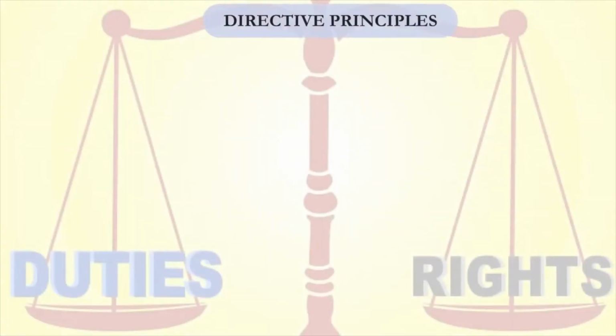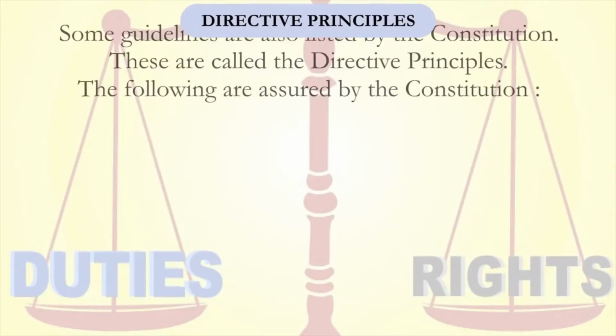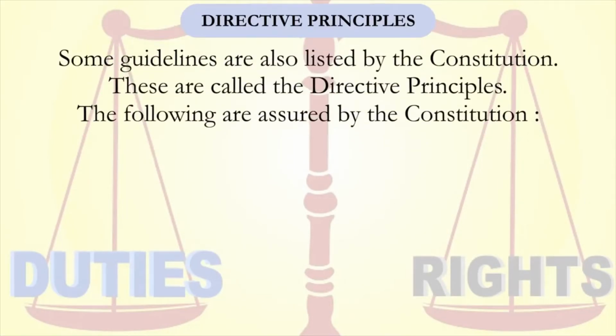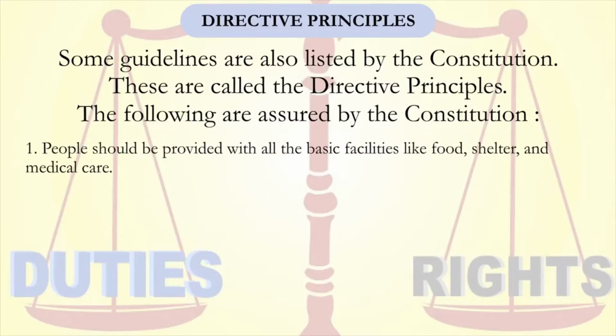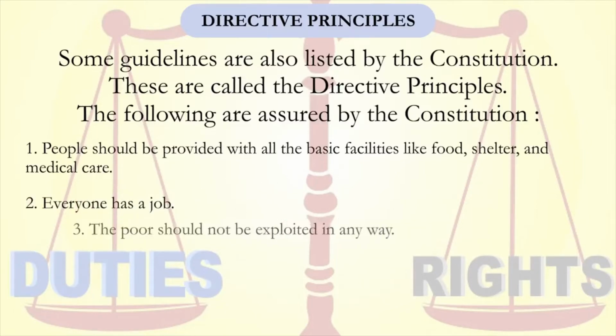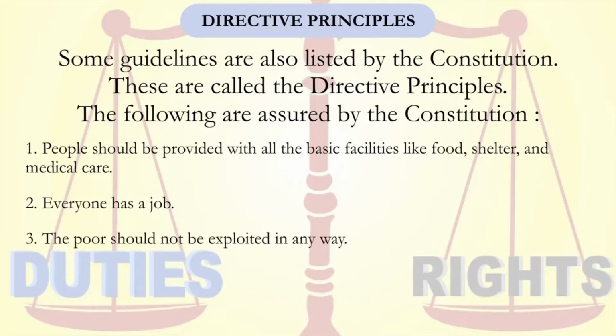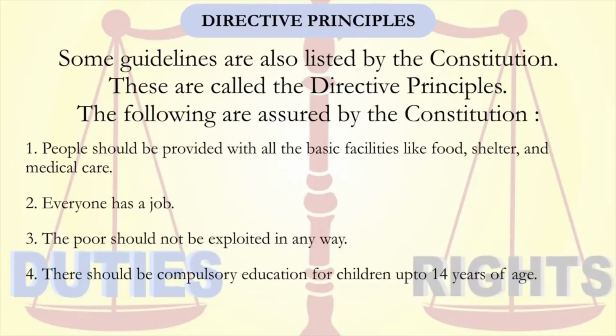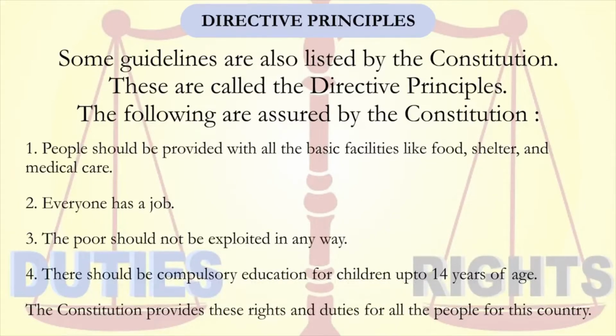Directive Principles. Some guidelines are also listed by the Constitution. These are called the Directive Principles. The following are assured by the Constitution. People should be provided with all the basic facilities like food, shelter, and medical care. Everyone has a job. The poor should not be exploited in any way. There should be compulsory education for children up to 14 years of age. The Constitution provides these rights and duties for all the people for this country.